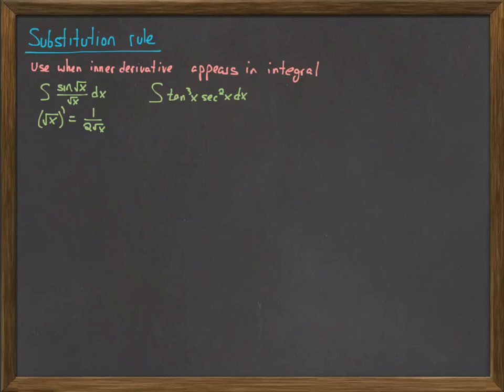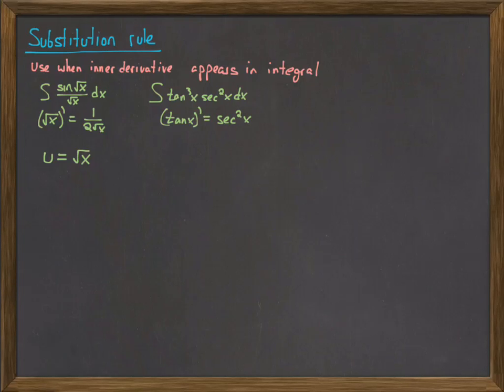Also, something like the integral of tangent cubed secant squared. We know that secant squared is the derivative of tangent. For tangent cubed x, the cubed is the outer function, which makes tangent the inner function. So the fact that secant squared appears inside the integral should make us comfortable with that as well. So let's just continue these two examples.